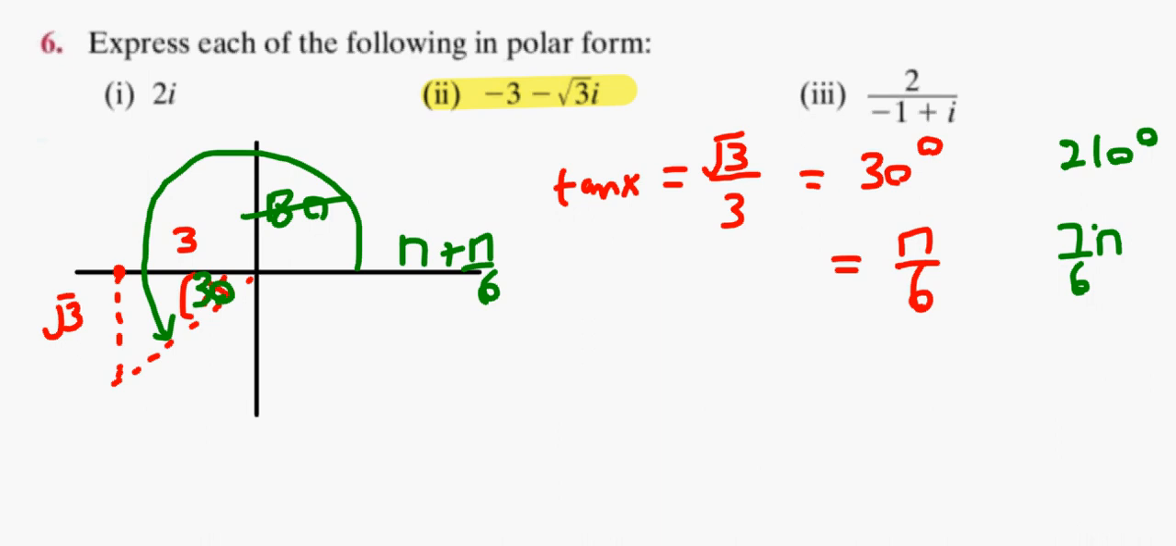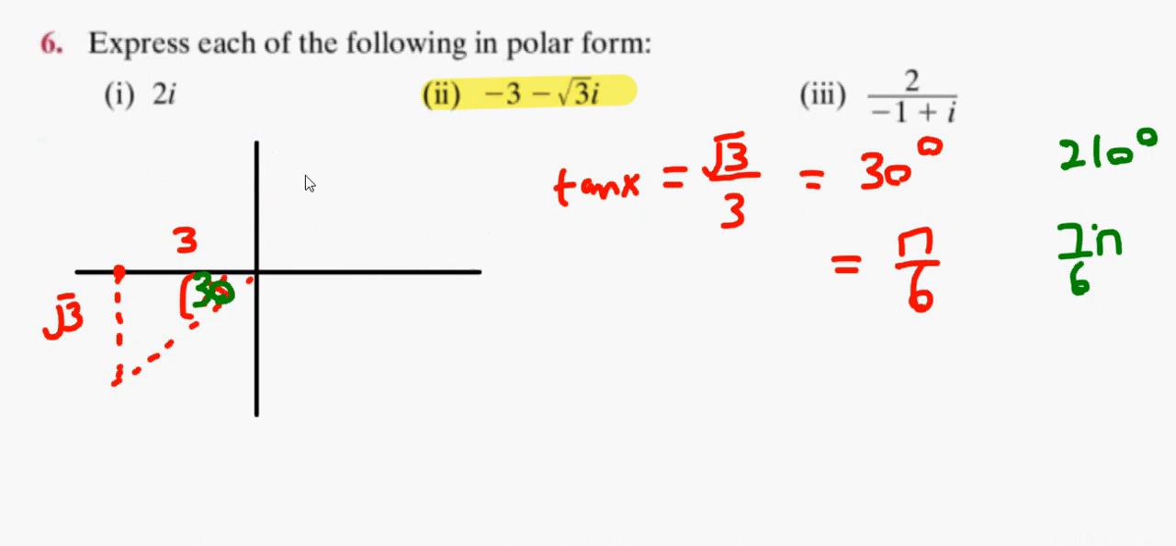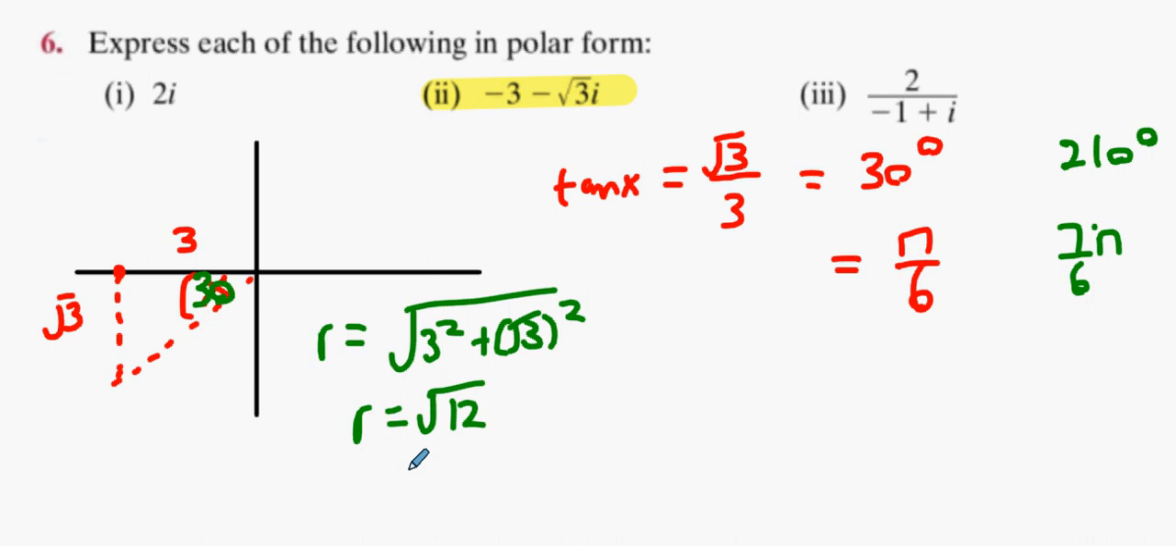Now, I also had to get the hypotenuse of the triangle, don't I? So what is the hypotenuse? Can anybody tell me? R equals the square root of 3 squared plus root 3 squared. R equals root 12. And what's root 12? 2 root 3. Okay? I'll show you what to do with minus 5 pi over 6 in a second, don't worry.